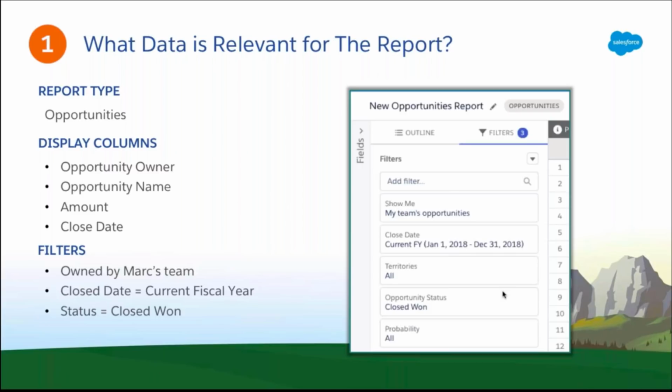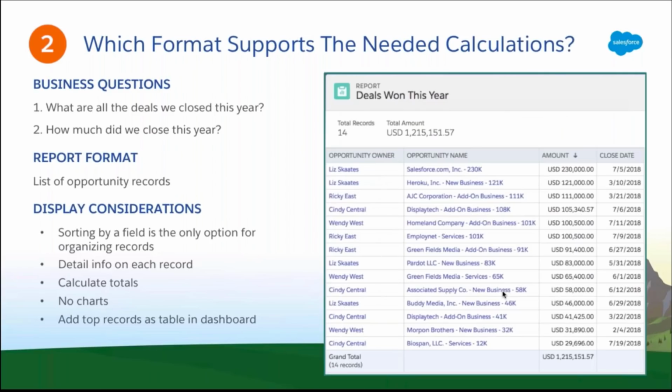And I want to make sure that my report is filtered down to only the deals owned by people in Mark's team that were closed this fiscal year and which were closed with a status of won, which means we are not interested in the deals that we lost or that are still active. All right. So now we've zeroed in on the relevant data. We can move on to step 2, which is deciding how we need to format the report for any additional calculations we need to answer his questions.